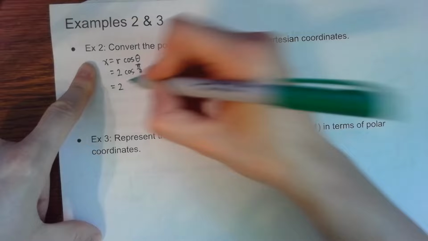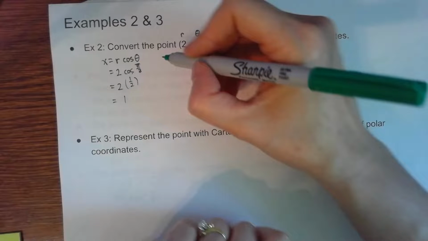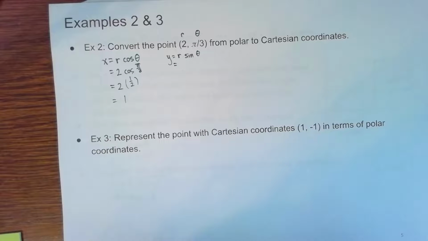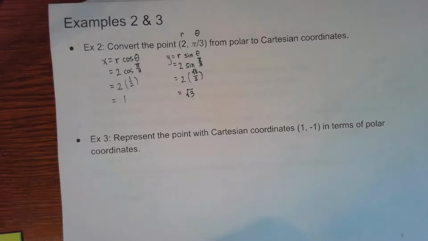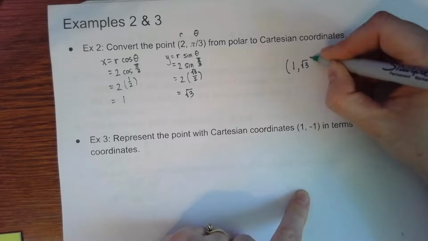Okay, the cosine of pi over 3 is a half, so the x, and then we do r sine of theta for the y coordinate. r is 2, and then we need the sine of pi over 3. So that's 2 times the sine of pi over 3, which is square root of 3 over 2. So this will give us square root of 3. Okay, so that means that the Cartesian coordinates of that point would be 1, square root of 3.